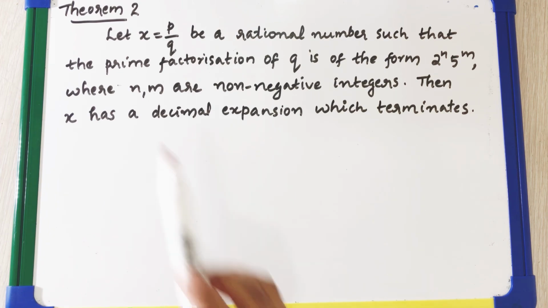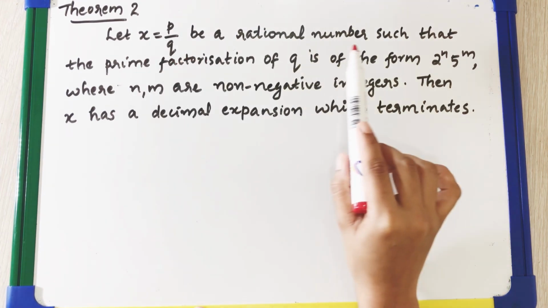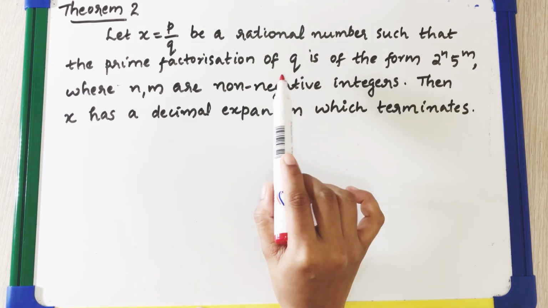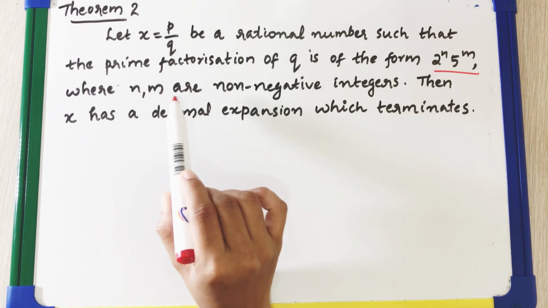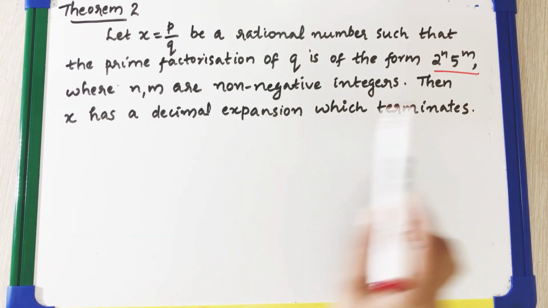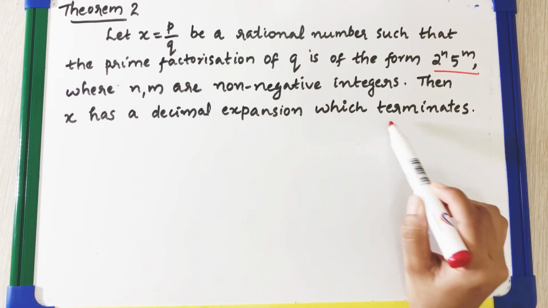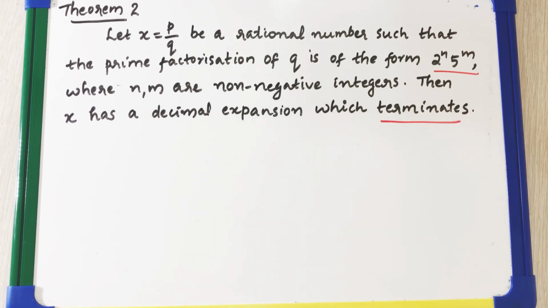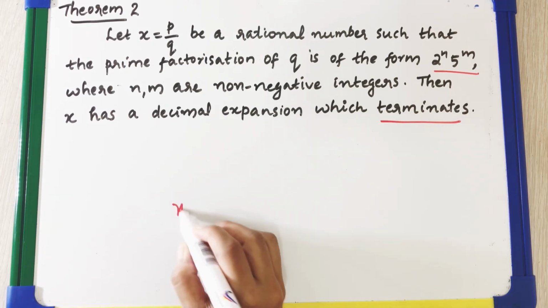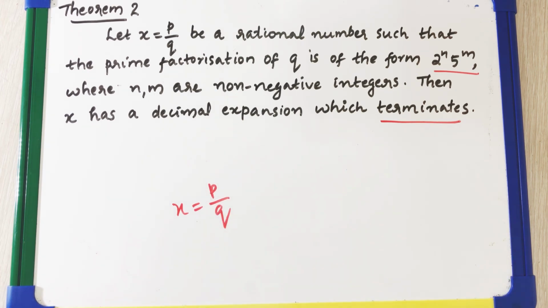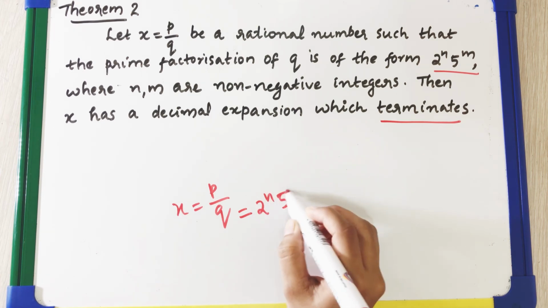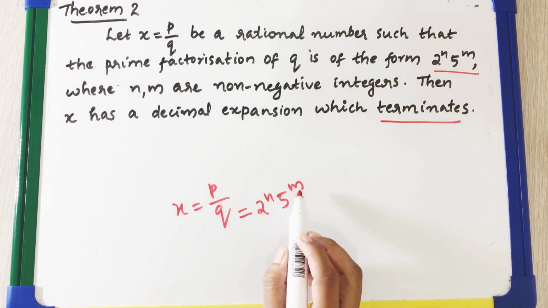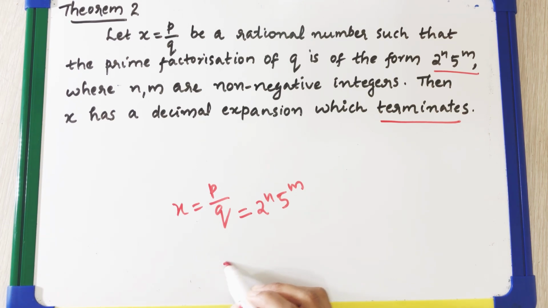Next theorem. Let x equal to p by q be a rational number such that the prime factorization of q is of the form 2 raised to n into 5 raised to m, where n and m are non-negative integers. Then x has a decimal expansion which terminates. The theorem says that if x equal to p by q is a rational number with the denominator q of the form 2 raised to n into 5 raised to m, where n and m are non-negative integers, then this number has a terminating decimal expansion.